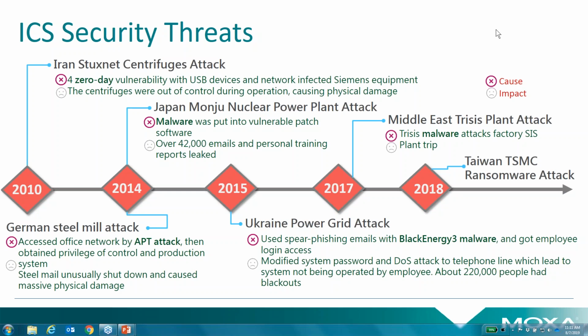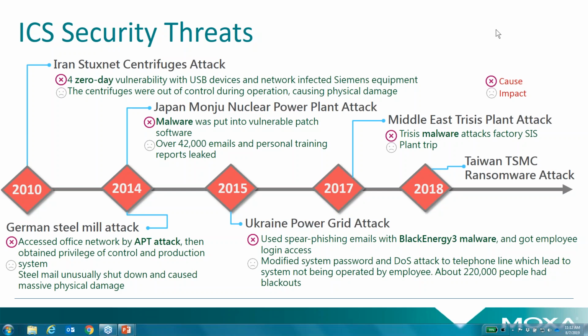And then one of the very recent ones, back in 2017, is the Triconex, or Triton, attack. This is very much a malware that attacks a factory's SIS system. What this does is create a bunch of plant systems to be tripped, and that also had a significant impact on that environment.